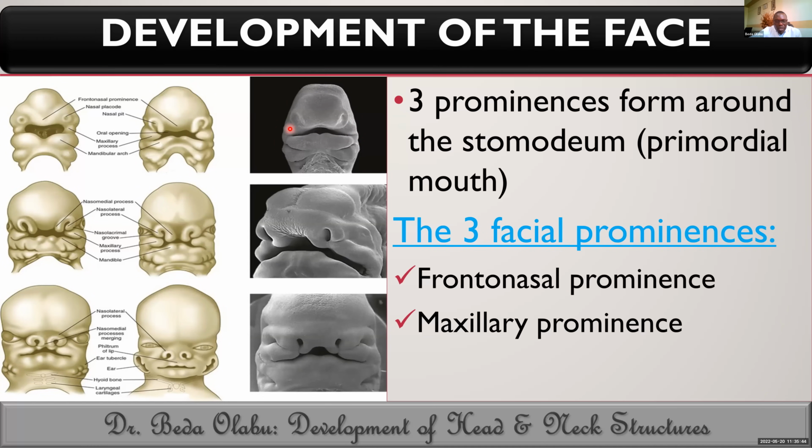Usually the maxillary prominences will not merge in the midline. So they're on either side of the stomodium, as we can see there. In this image, that is the maxillary prominence. You can also call it maxillary process. Take note that the maxillary processes are initially not merged. The third prominence is what we call the mandibular prominence. This is the mandibular prominence, and that one also merges in the lower part of the stomodium.